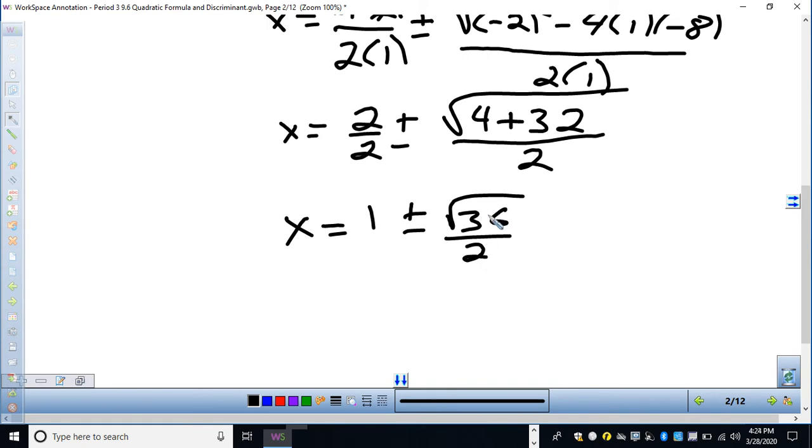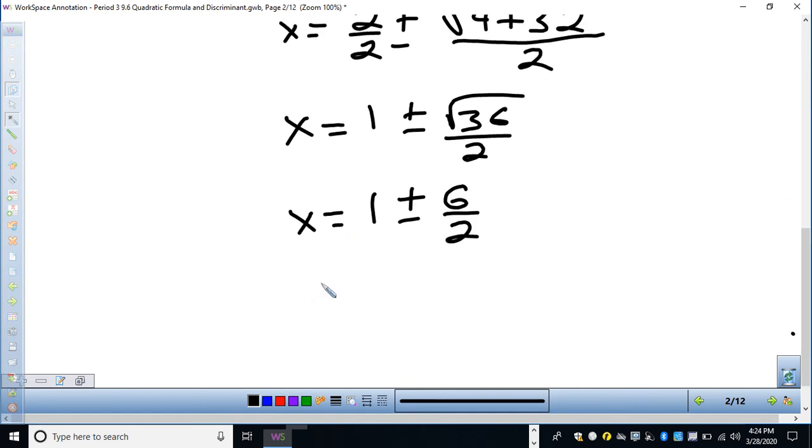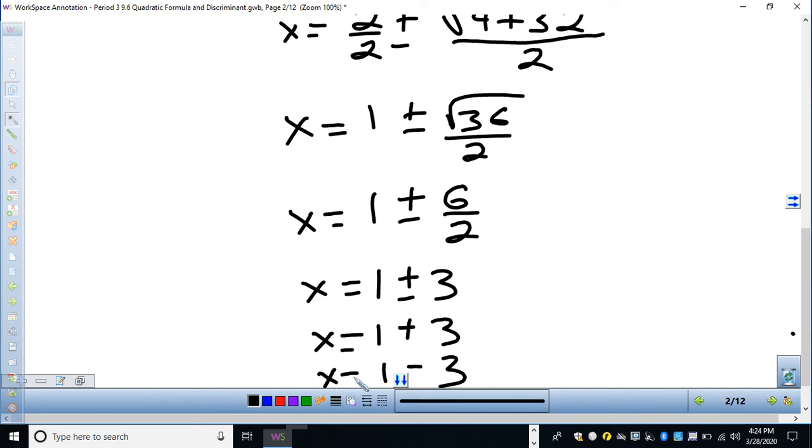A mistake students tend to make here is they'll divide 36 by 2. The reason you can't do that is because there's no square root in the bottom. So you have to take the square root of the number in the numerator first, and then you can divide by 2. So we get x equals 1 plus or minus the square root of 36, which is 6, over 2. So here we have x equals 1 plus or minus 3. So we have x equals 1 plus 3, and x equals 1 minus 3. 1 plus 3 is 4, 1 minus 3 is negative 2. So again, our two answers are 4 and negative 2.